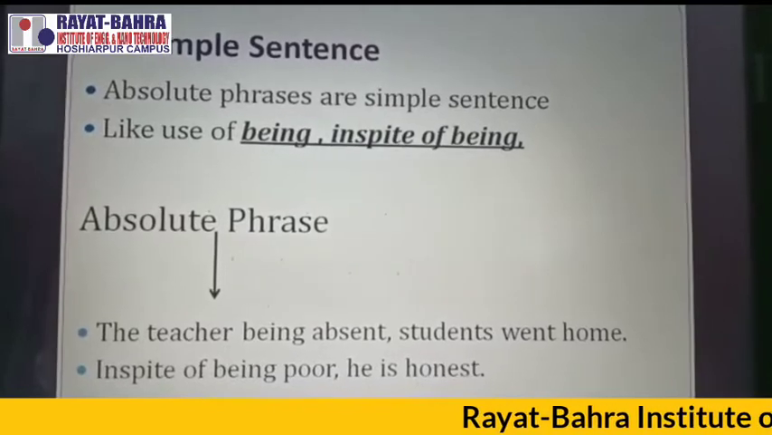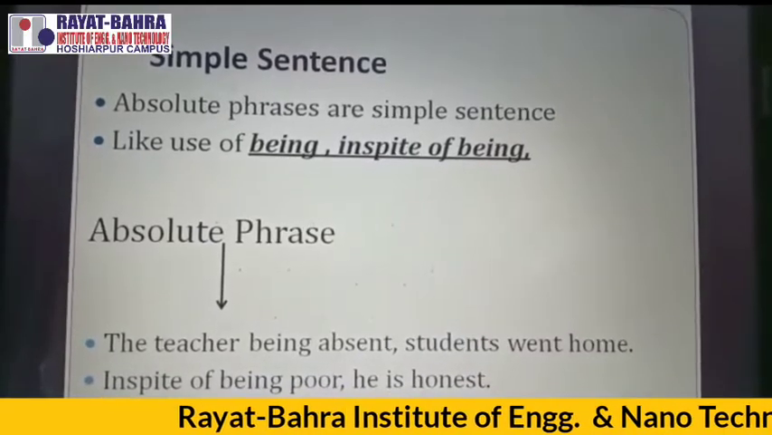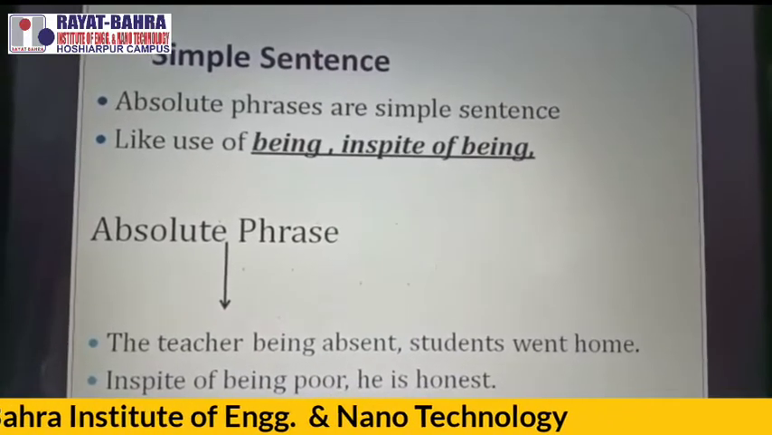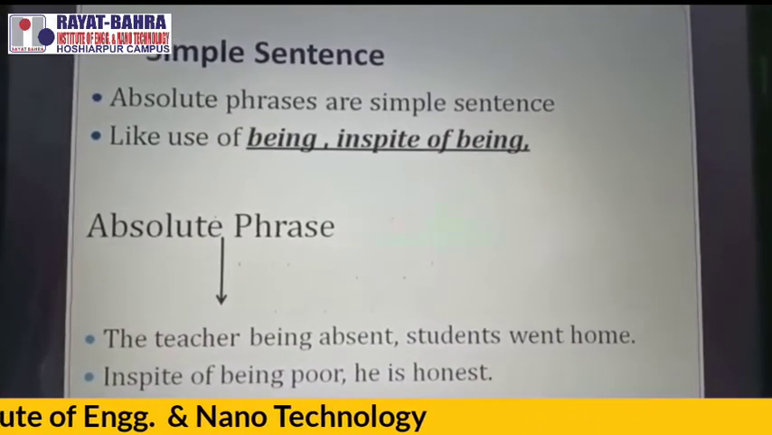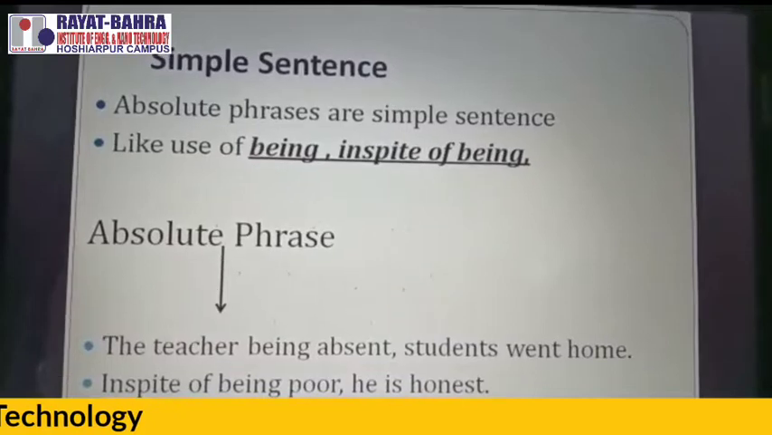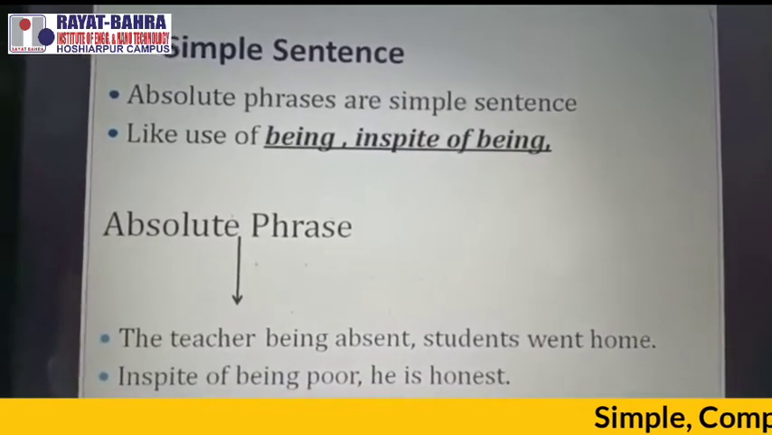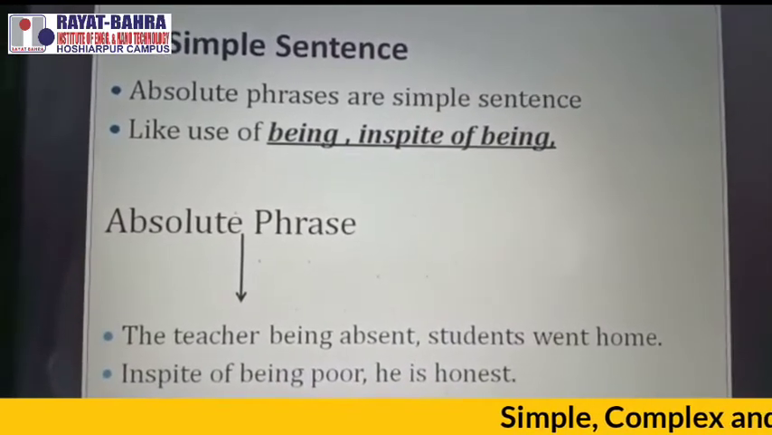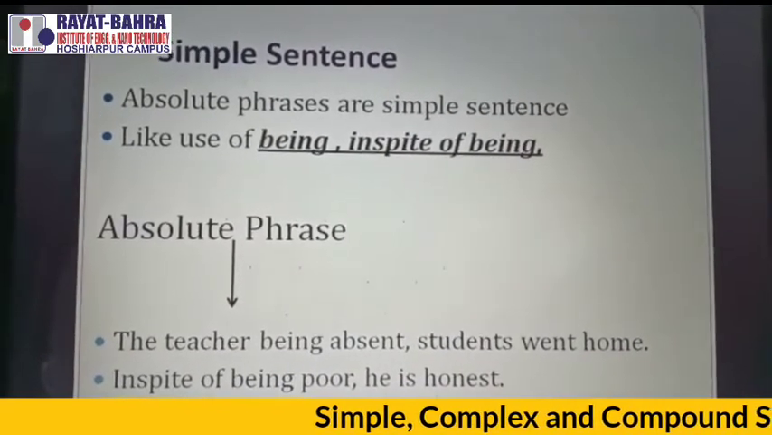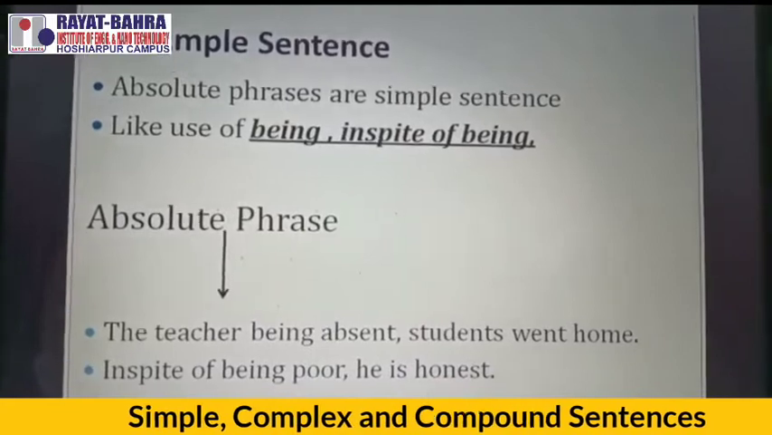Next, absolute phrases are also simple sentences. I mean to say that there are certain sentences where we use being and in spite of being. Such sentences are also simple. Just look at the example: the teacher being absent, students went home. The meaning of the sentence is the students went home because the teacher was absent. But if I had put because here, then this sentence would have become a complex sentence. Since we are just doing simple sentences, in order to make it simple, I have used an absolute phrase, that is being. So this is a simple sentence. There is one independent clause, students went home, and there is no connecting word. So this is a simple one.